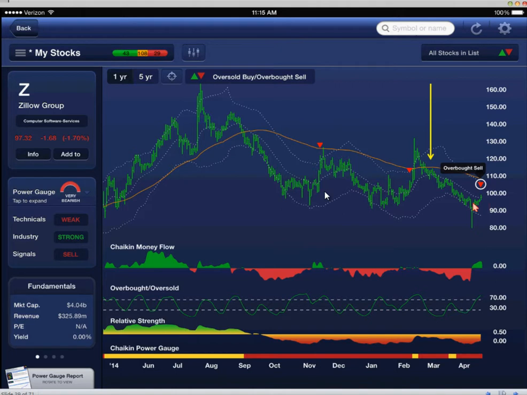The point is, bearish power gauge rating, underperforming the market. Negative Chaikin money flow, you get a sell signal, just sell it. Sell it up here at 112. That's that momentum breakdown. Now you got an overbought sell.